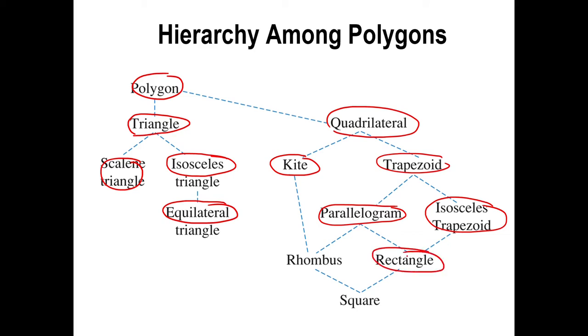A rectangle is a parallelogram that has angles that are 90 degrees. A rhombus is a kite that has congruent sides. And a square is essentially a rectangle where all of the sides are the same.